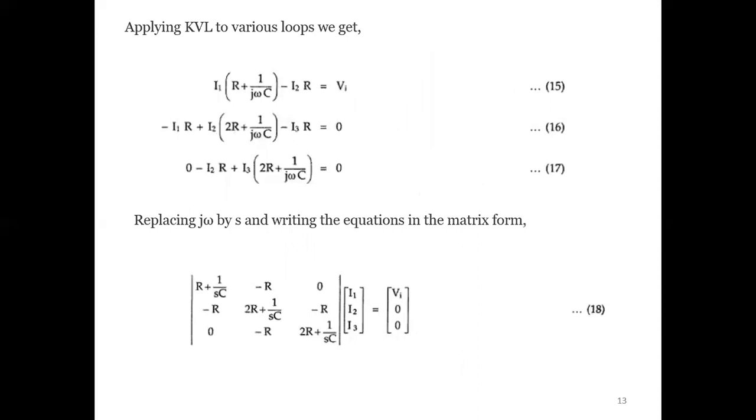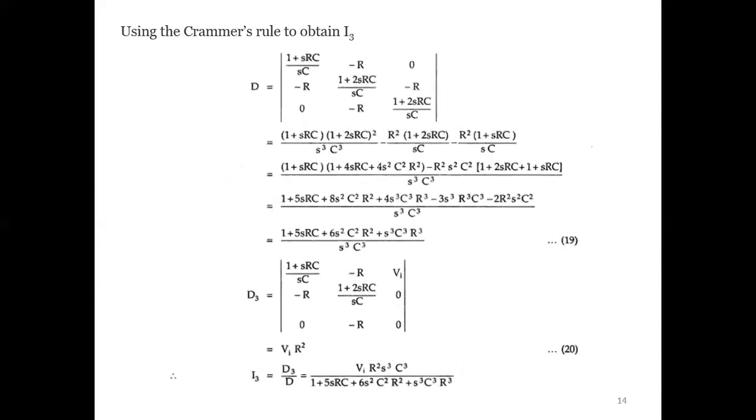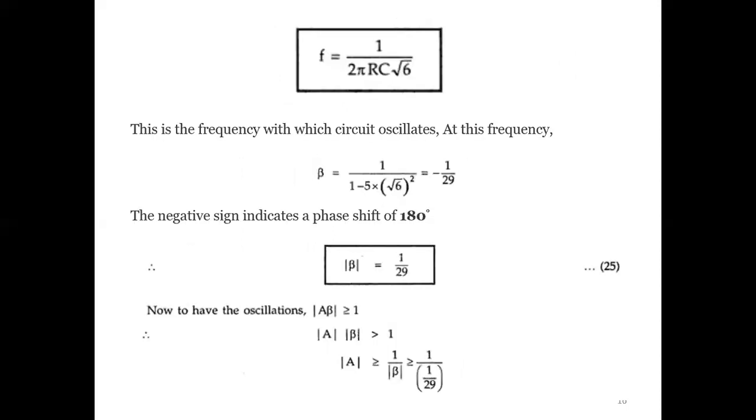By applying KVL in the various loops, we can get the normalized output in matrix form. Using Cramer's rule, we obtain the value of frequency, that is f is equal to 1 divided by 2 pi RC root 6. This is the frequency generated by the particular RC phase shift circuit. So the R and C values define the frequency of the output sine waveform.